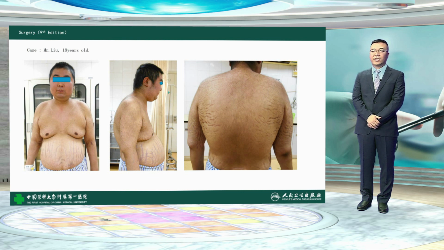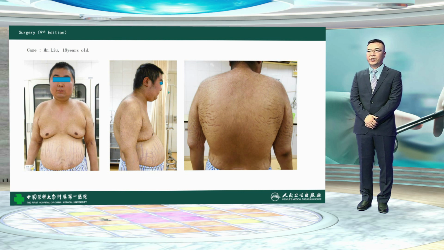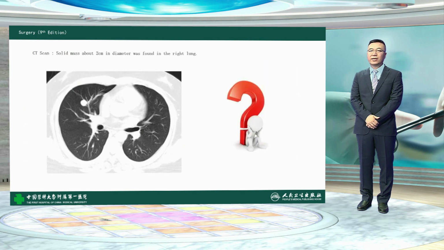First, let's look at a case, an 18-year-old male patient with Cushing syndrome. The main manifestations are baby face, plethora, centripetal obesity, acne, etc. Then look at his CT scan. A solid mass about 2 cm in diameter was found in the right lung. What's the possible diagnosis? After finishing this section, let's look at this case again.